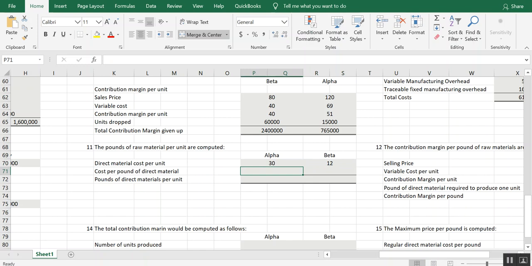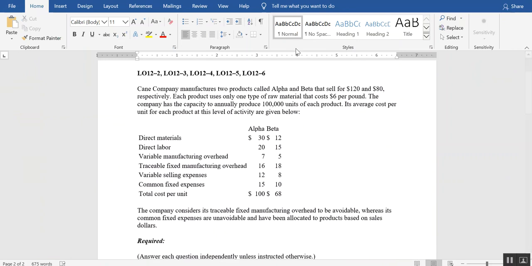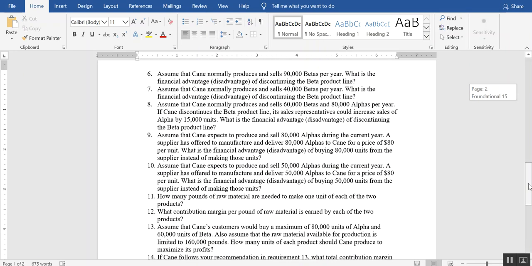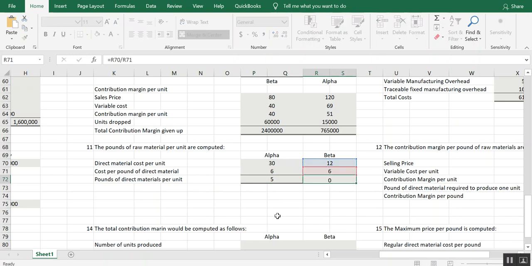And they told us in this very beginning, if we go back here to the top, that the cost for raw material is $6 a pound. So what we're going to do now to answer number 11 is go back here and we're going to divide the direct material cost by the cost per pound to identify how many pounds of raw material each is going to use. So we have 5 pounds per unit for alpha and 2 pounds per unit for beta.